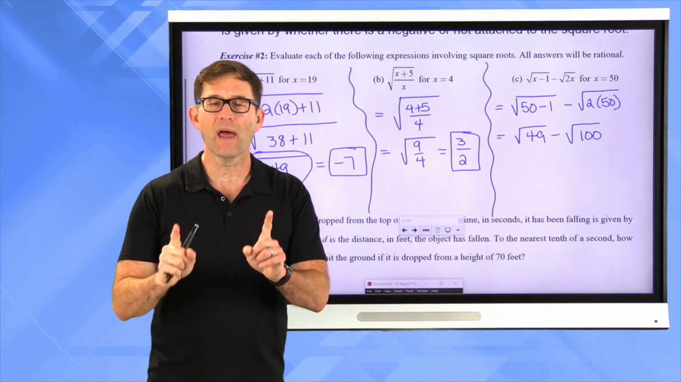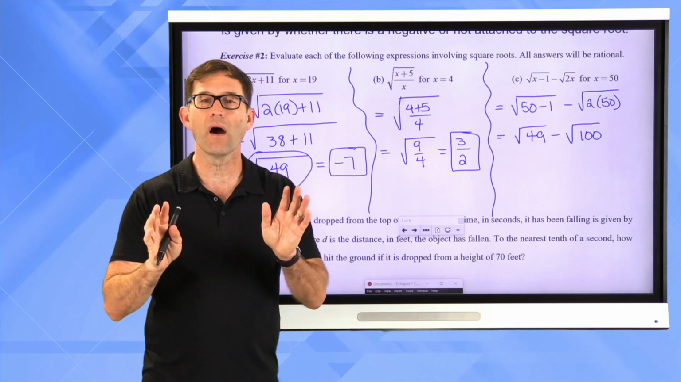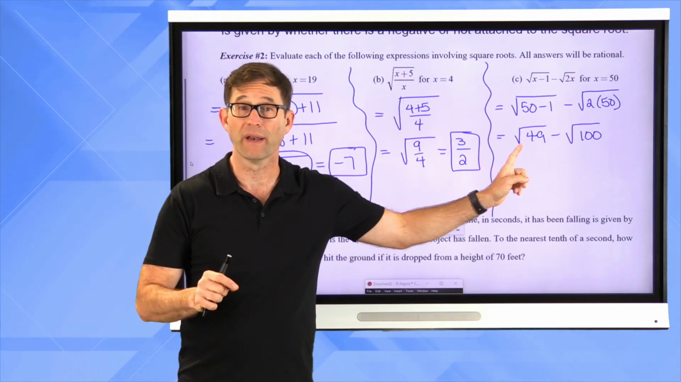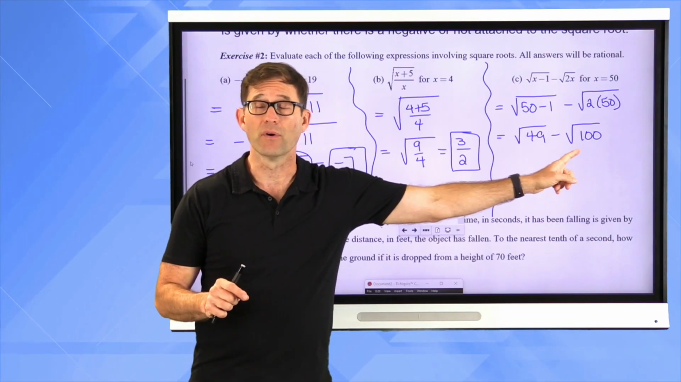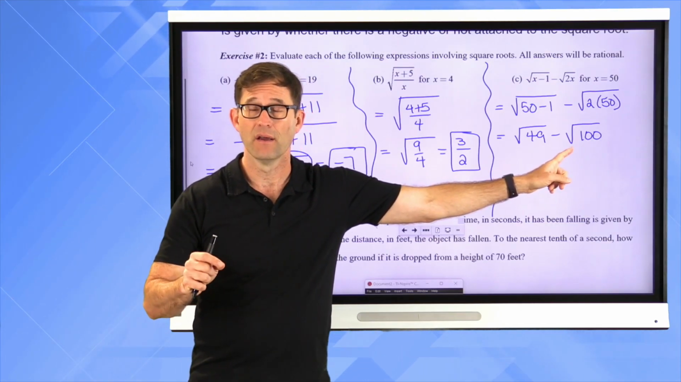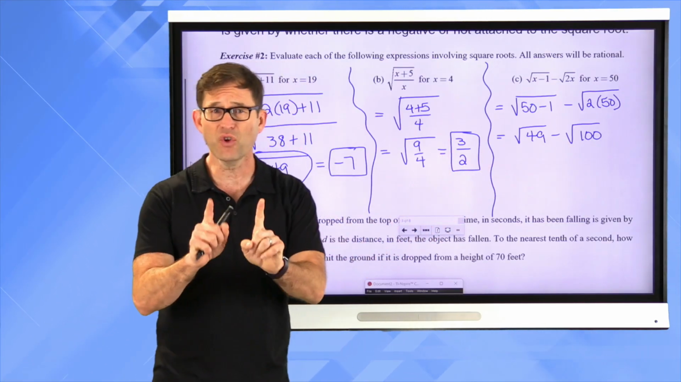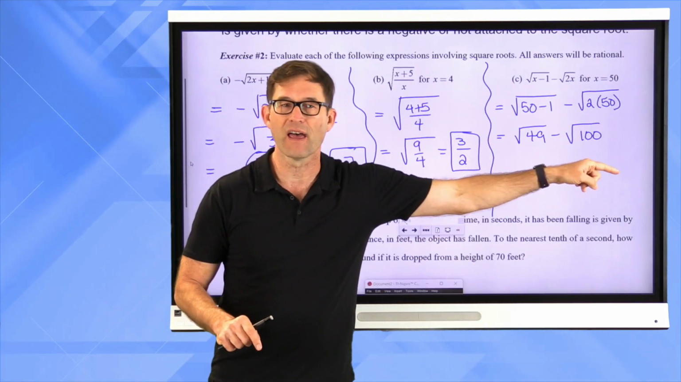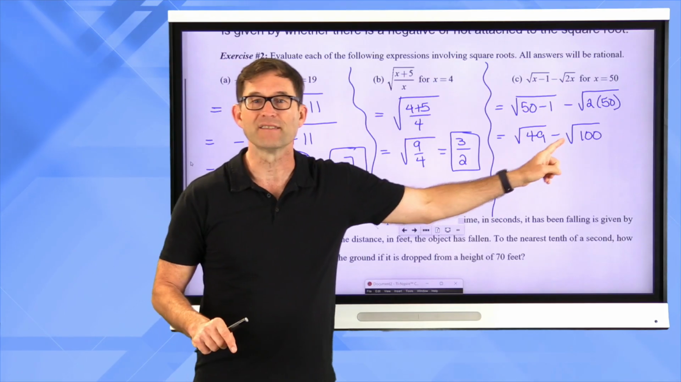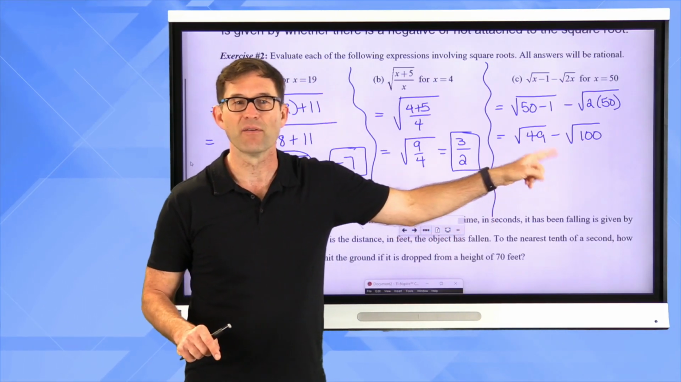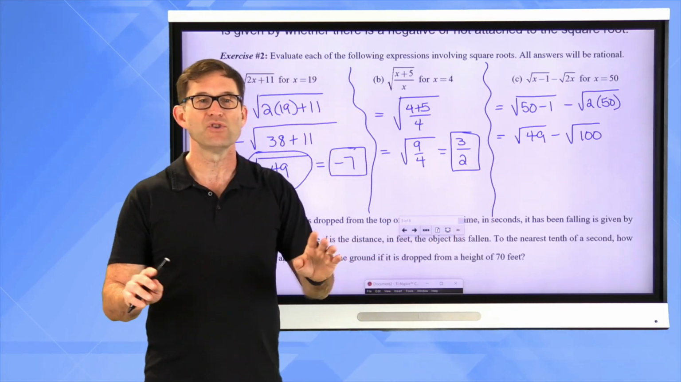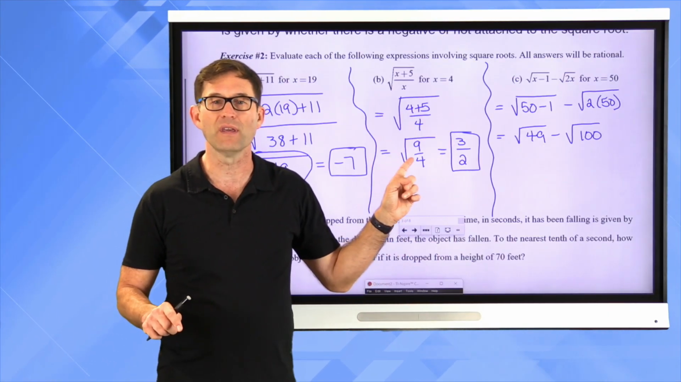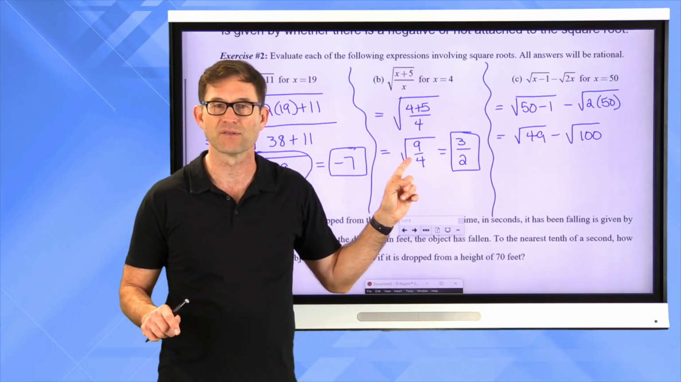Again, imagine how crazy ugly this would be if the square root of 49 was both plus or minus 7, and the square root of 100 was both plus or minus 10. We'd have 4 different answers, not 2. We'd have 7 minus 10, negative 7 minus 10, negative 7 minus negative 10, and positive 7 minus negative 10. It would just be crazy, absolutely insane. You could even argue we would have a ton of different answers.